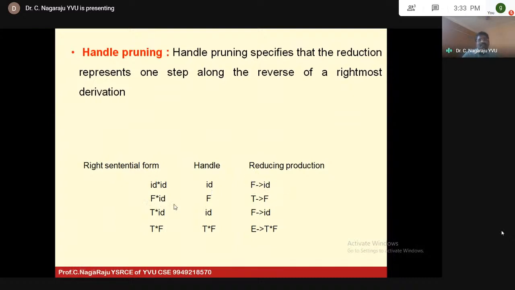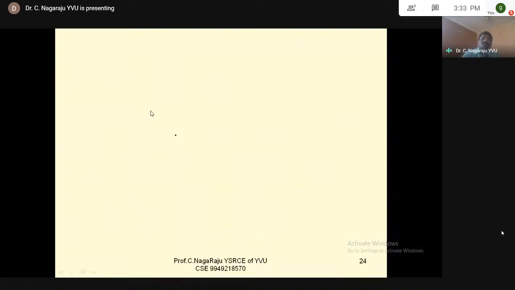So next, F and this. The next one is again we take the handle. The handle is F. That means the next character we take from the string is called the handle, right? In a similar way we can take the handle reduction. Generally, handle pruning specifies that the reduction represents one step along the reverse of the rightmost derivation. So next one is the augmented grammar.